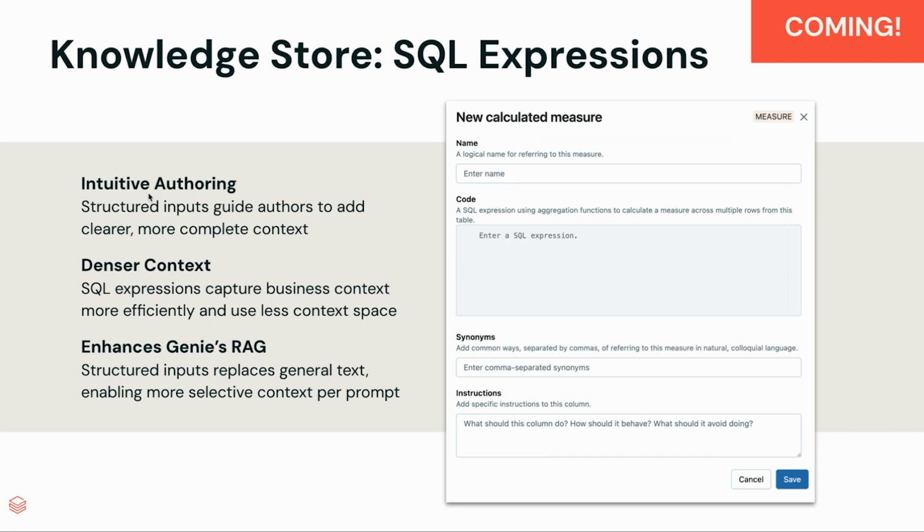You can now define explicitly the measures, dimensions, and filters for your data set. This helps authors by giving a structured input field so they understand, hey, if I need to define a KPI for Genie, I can add a name, I can add the SQL code and the synonyms, and then Genie will be able to take that granular piece of information as context. These instruction types capture more context by using less LLM tokens as well, which gives you the ability to add more context overall. And finally, these instructions will be used by Genie's RAG structure to be dynamically applied per user prompt.